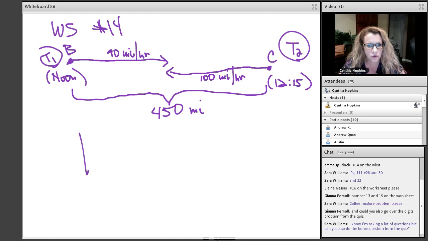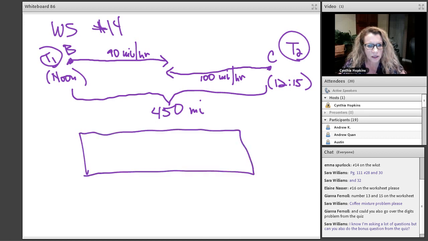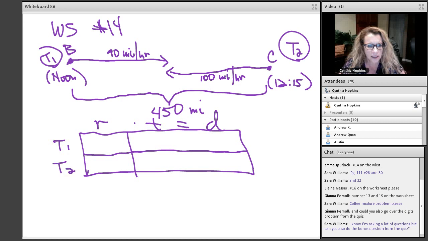Okay, this of course is a distance problem, so I'm going to make my boxes. I'm going to write my formula at the top: rate times time equals distance. For train 1 compared to train 2, train 1 is going 90 miles per hour. I already put my units up there, so I'll just put the numbers for now. The second train, train 2, is going 100 miles per hour.